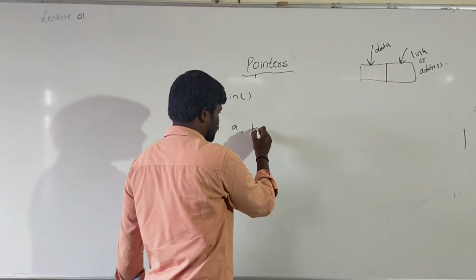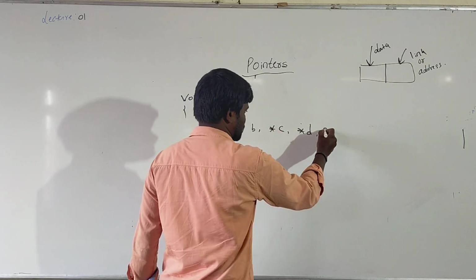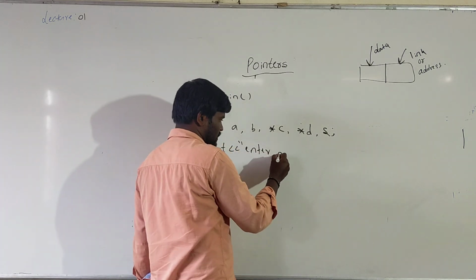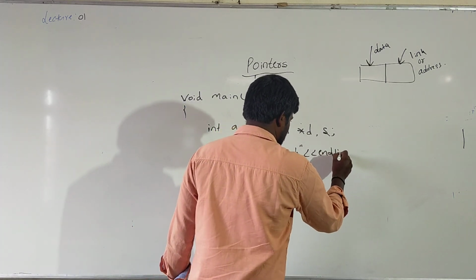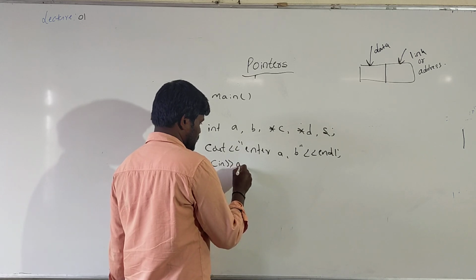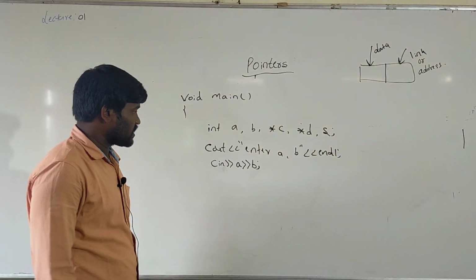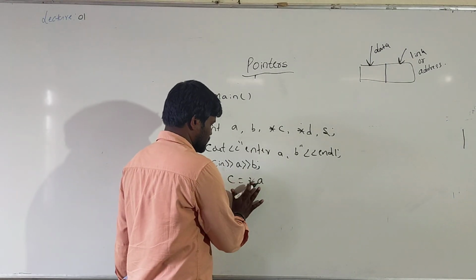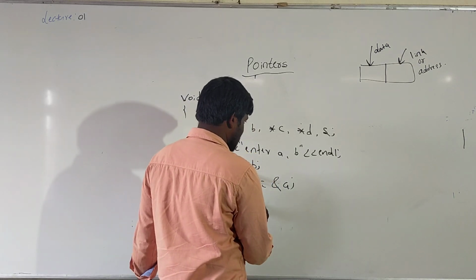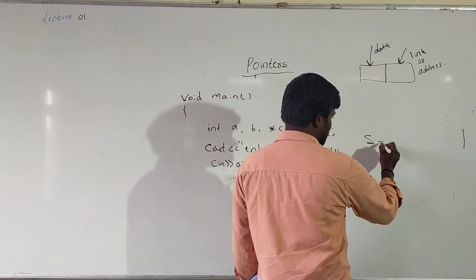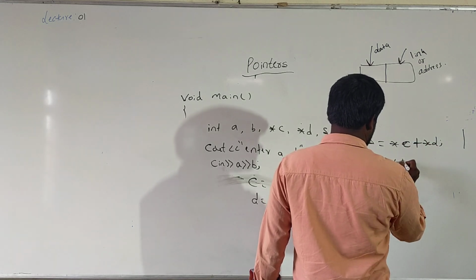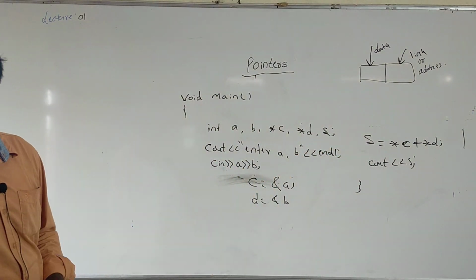Int A, comma B, star C, comma star D. Cout enter A, comma B. Cin A, B. C is equal to AND of A, D is equal to AND of B. Finally, S is equal to star C plus star D. Cout S. So this is the example for pointers.